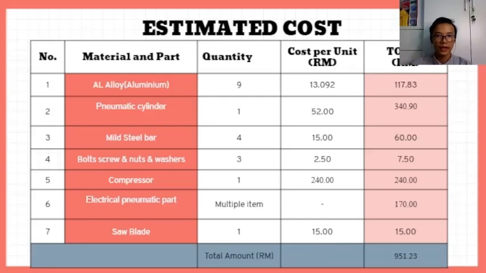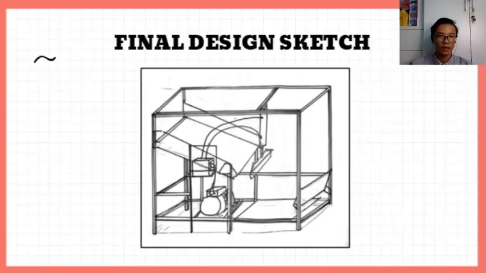This is our estimation of cost for our product. As you can see, alloy, pneumatic cylinder, and mild steel bar, and the total amount is 951 ringgit. This is our final design sketch.